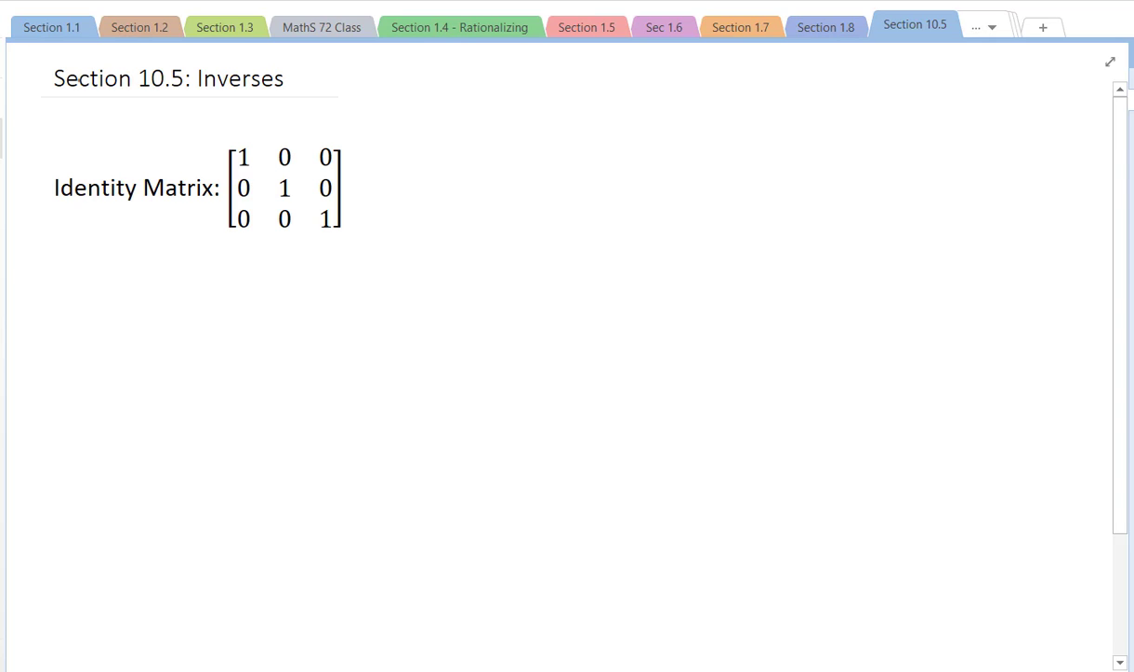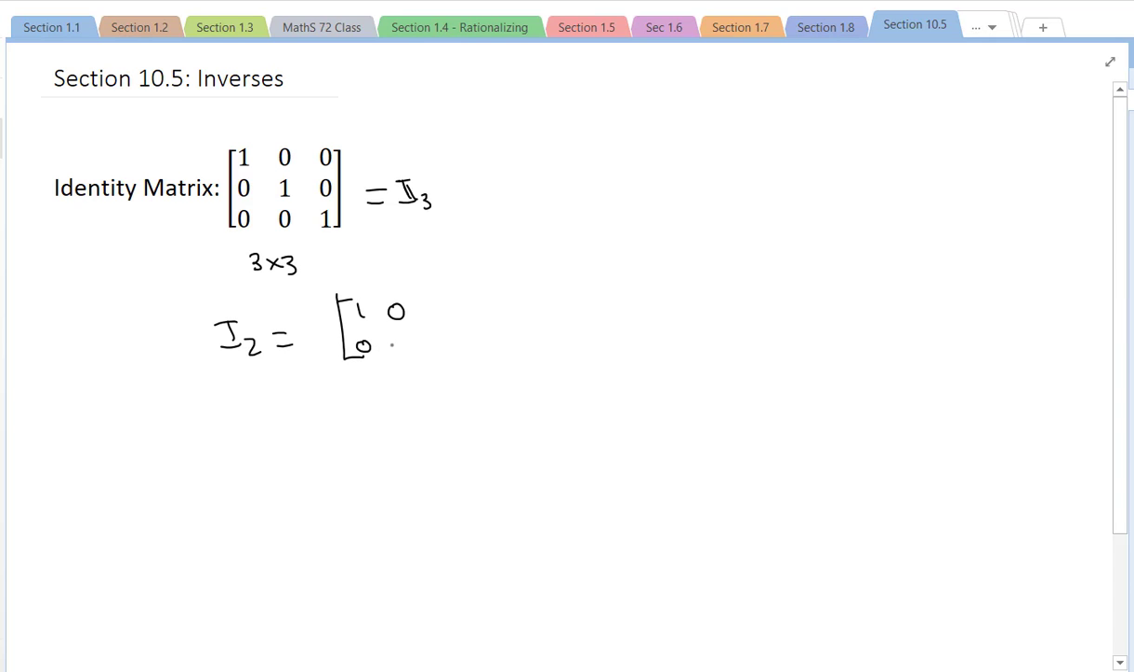Hey there, in this video we're going to talk about the inverses of a matrix. So the first thing that I want to do is introduce you to the identity matrix. The identity matrix has this format where you have 1 along the main diagonal. This is a 3 by 3 matrix, so usually we call this I sub 3 for the 3 by 3 identity matrix. So I sub 2 then will be the 2 by 2 identity matrix.